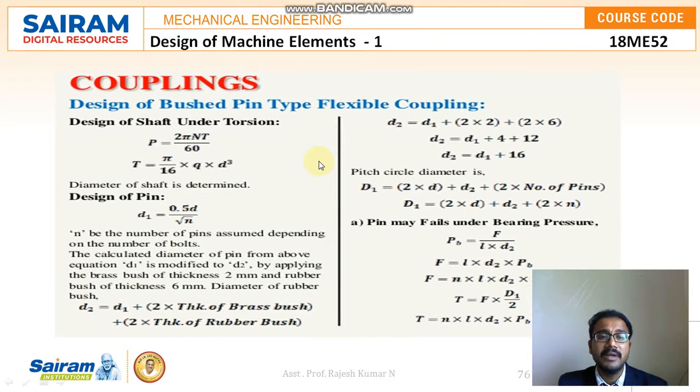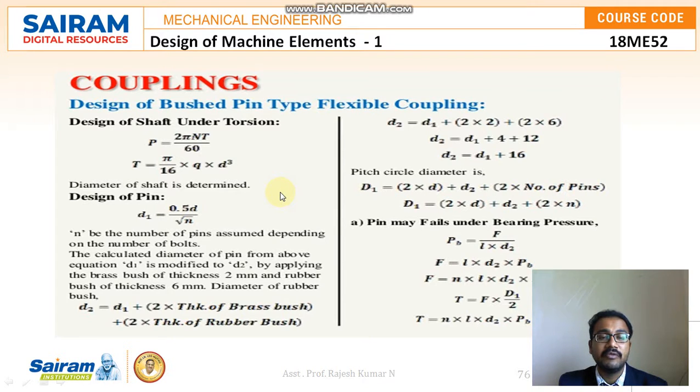So we can just see this. The very first formula, we will be finding out the diameter of the shaft by using the torsion formula, that is pi by 16 into q into d cube. In case the torque is not known, then from the power equation we can find it, that is 2 pi nT by 60. Then next we will be finding out the design of the pin, that is the bush. So the formula is d1 equal to 0.5d divided by square root of n. Here the n should be the number of pins assumed depending on the number of bolts.